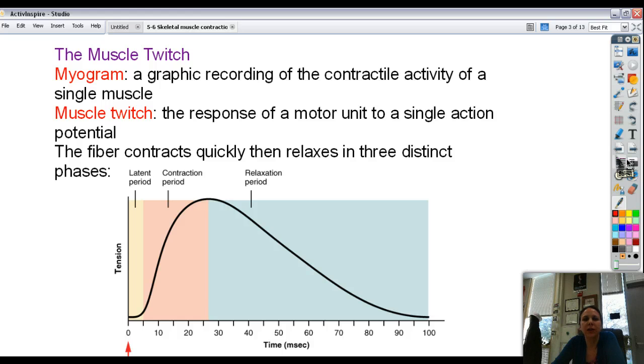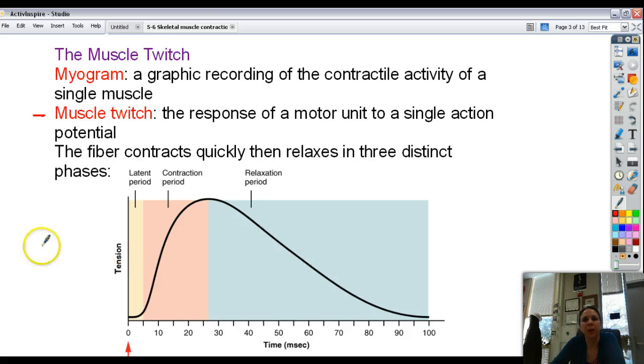Okay, so how does a muscle work? Well, usually you think about it, you send an impulse down to your muscle, and then the muscle responds by contracting. Well, that sounds pretty simple, and it is. We call that a muscle twitch. It's just a simple move. There it goes, it moves. But it's not as simple as that.